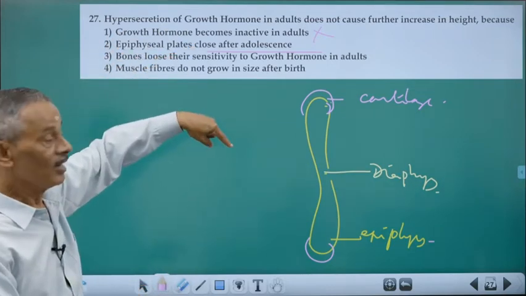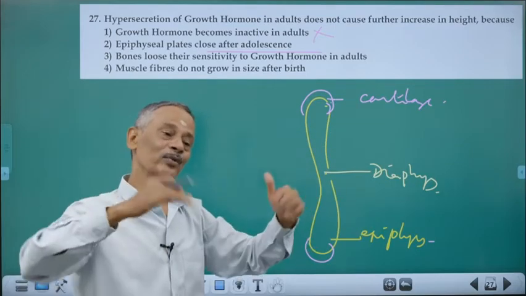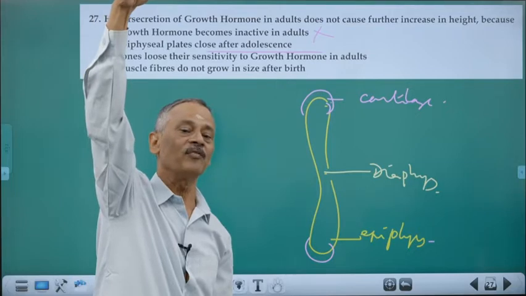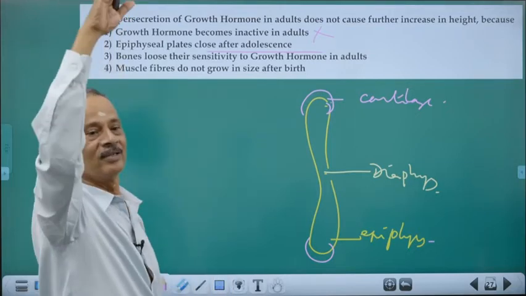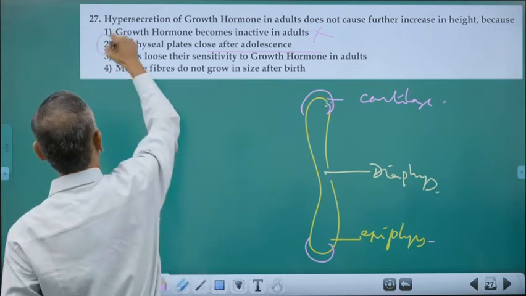In children, this capping is not happening. That's why they continue to grow, so their height will be increasing. So children will be growing to extraordinary height. That is gigantism. You understand it? So the answer is 2.